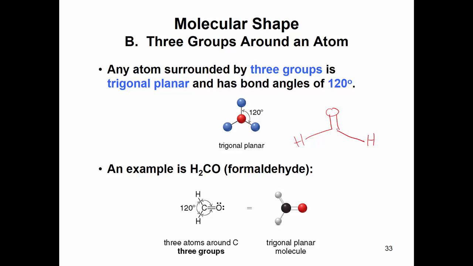But if you look at your carbon, you have one group, two groups, three groups. So we're looking here. The double bond only counts as one. That's one atom. So just count the atoms around, or lone pairs. And no lone pairs here. So three groups means you have a 120 degree angle and a trigonal planar geometry.